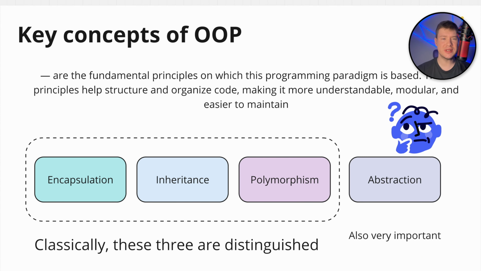And let's start with what key concepts mean. Key concepts are the fundamental principles on which this programming paradigm is based. These principles help structure and organize code, making it more understandable, modular, and easier to maintain. Classically, three key concepts are distinguished: encapsulation, inheritance, and polymorphism. Also, a very important concept is abstraction, and of course, we will talk about abstraction too in this video.